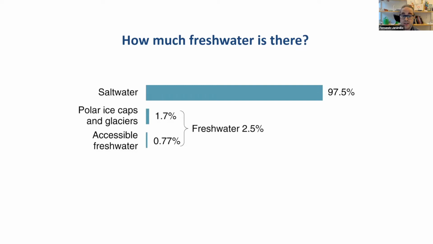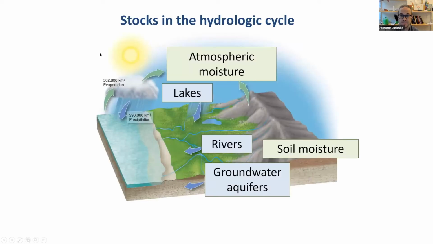And then only 0.77% of all this water is actually something we can reach. So much of it is hidden beneath the ground. We cannot use it, or it's in Antarctica, which is also very far away. So we're all fighting for less than 1% of the water. And by all, we mean humans and also all living organisms on Earth, right?